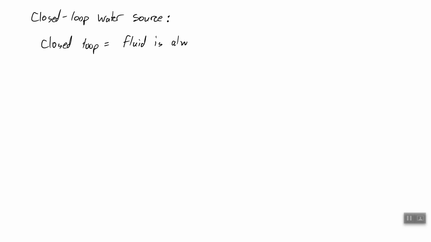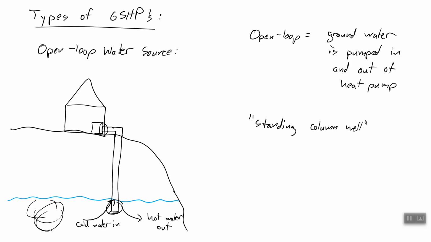Okay, let's look at another class called closed loop water source systems. When we say water source, we just mean that water is the working fluid inside the actual tubes running through the ground. So closed loop, unlike open loop, is when the fluid is always contained in pipes. Okay, so going back to open loop, you see here's water, and this water is going to be pumped in and then released back into the groundwater.